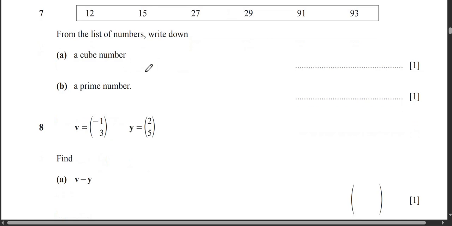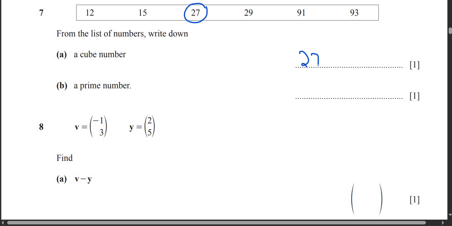Let's move to the next question. It says from the list of numbers write down a cube number. If you look at this list, we have 27. 27 is a cube number. What is a cube number? When you multiply the same number thrice, it's a cube number. For example, 3 multiplied by 3 multiplied by 3, that's 3 cubed. 3 cubed is 27. Second question is find a prime number. Look, 29 is a prime number. So you will write 29.